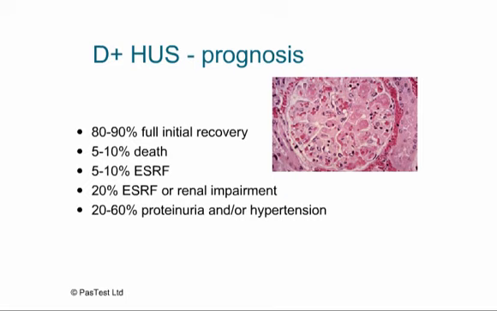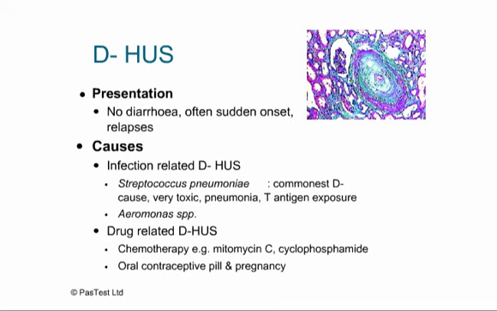Moving on from D plus HUS to consider D minus HUS. The presentation of D minus HUS, as the name suggests, is somewhat different. There's usually no diarrhoea, and there's often a more sudden onset, and they will present in acute renal failure with pallor and with thrombocytopenia and possible bleeding. So there isn't any diarrheal prodrome. And the other key difference between D plus and D minus is that the D minus group often relapse, and this isn't seen typically in D plus.